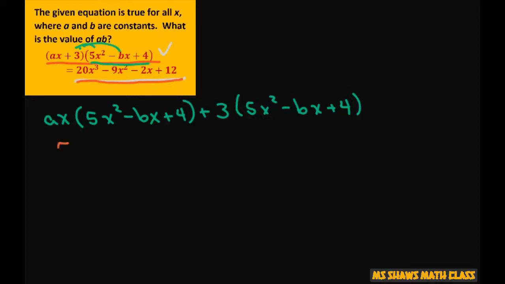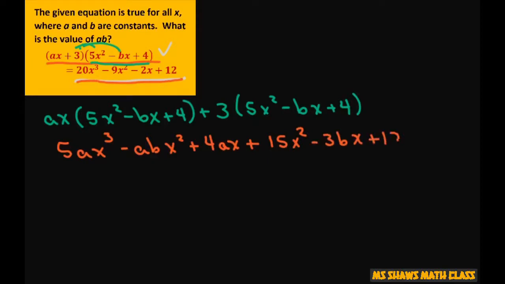We're going to get 5ax cubed minus abx squared plus 4ax. And for the second part, we're going to do 15x squared minus 3bx plus 12. Now, we're going to collect everything based off our terms. So we only have one with the x cubed, so we'll just copy that one down, ax cubed.